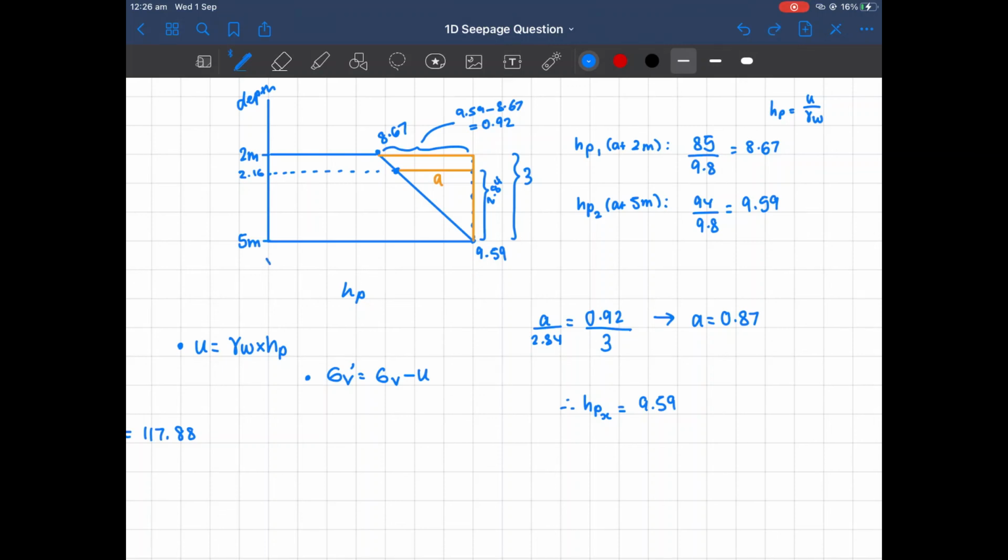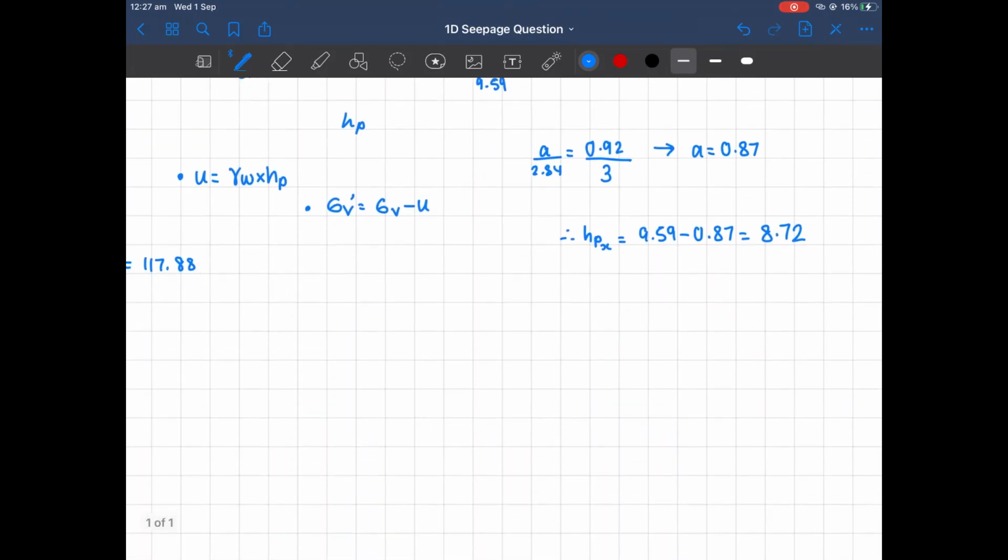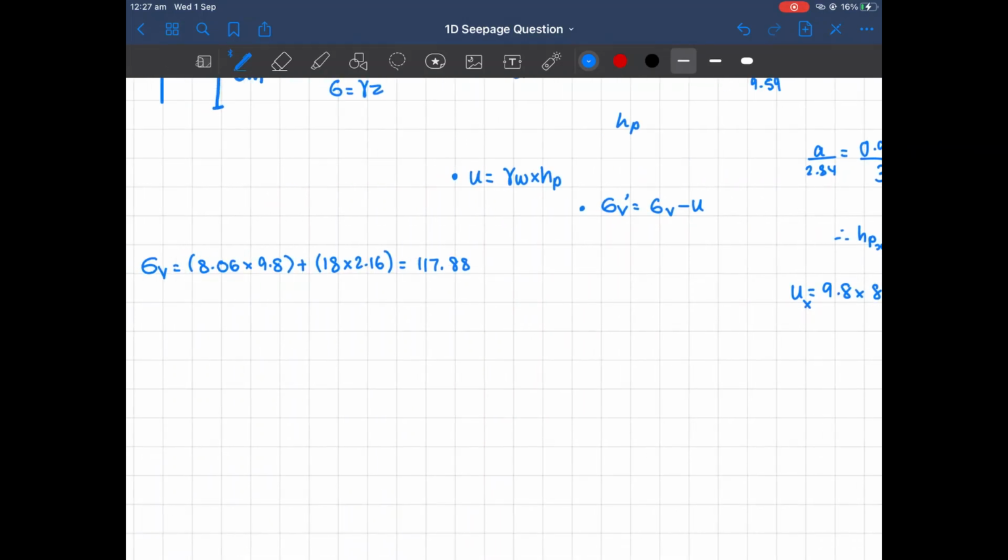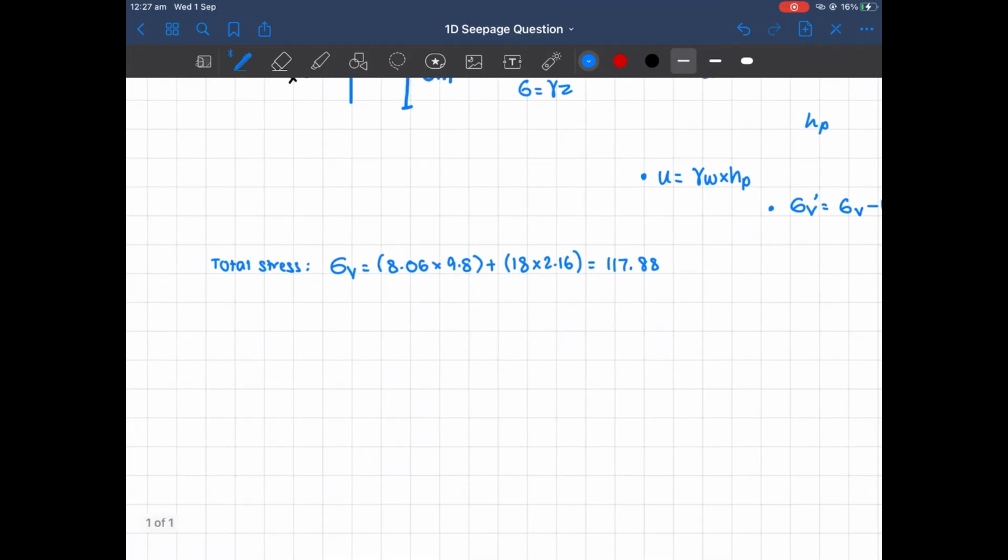And we get 8.72. Now this is very easy because all we can do now is find the pore water pressure here, which is 9.8 times 8.72, which gives us 85.45. Okay, so that's the pore water pressure at the point X, the specific point. Therefore, the effective stress is 117.88, which is the total stress, minus the pore water pressure. And that gives us 32.43 kilopascals. And that's it. That's our answer.